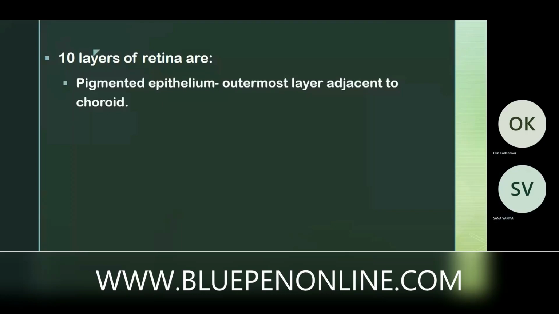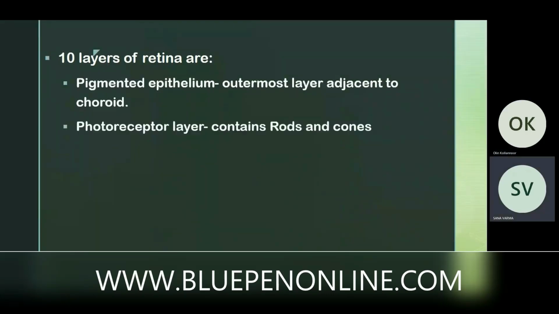Then next comes the photoreceptor layer. Just after the pigmented epithelium, we can see the photoreceptor layer that contains the rods and cones, the visual receptors. The light rays fall on these rods and cones, and these photoreceptors convert the light energy into electrical impulses.